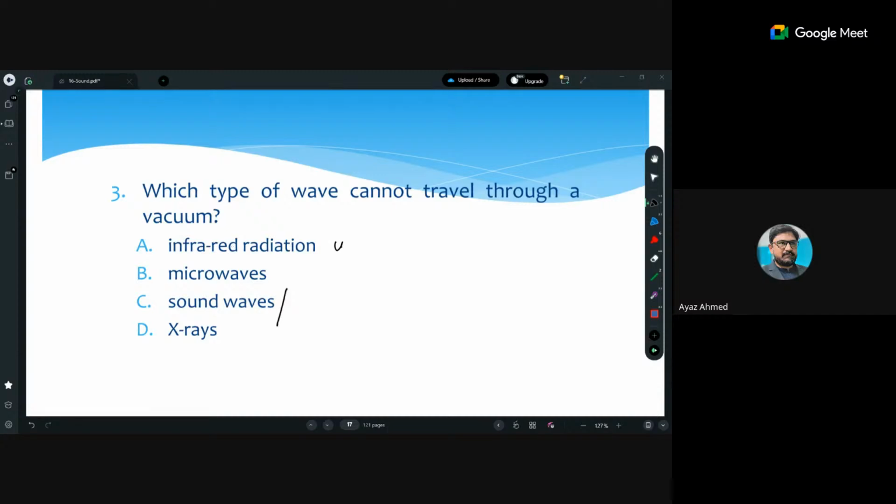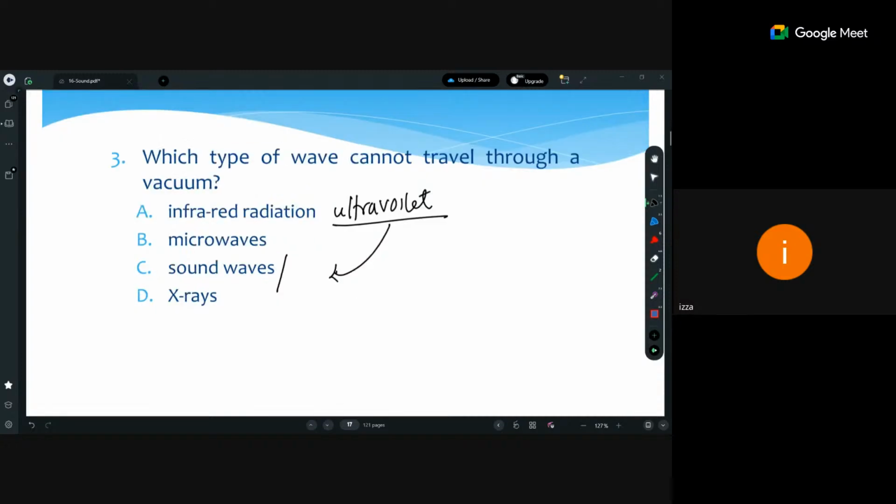There is one more trick nowadays. In one option, ultraviolet is written. Students think this is ultrasound, so they just opt for that option. That is an incorrect approach. Ultraviolet is an electromagnetic radiation, so it can propagate in vacuum. Okay, is it clear?